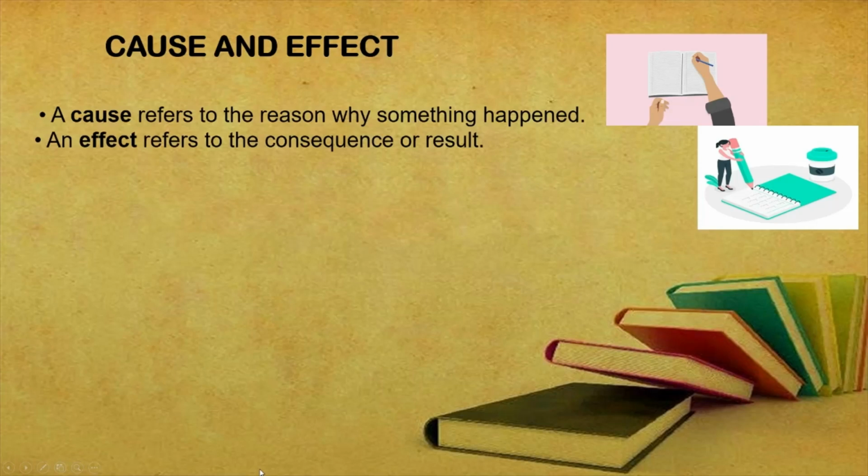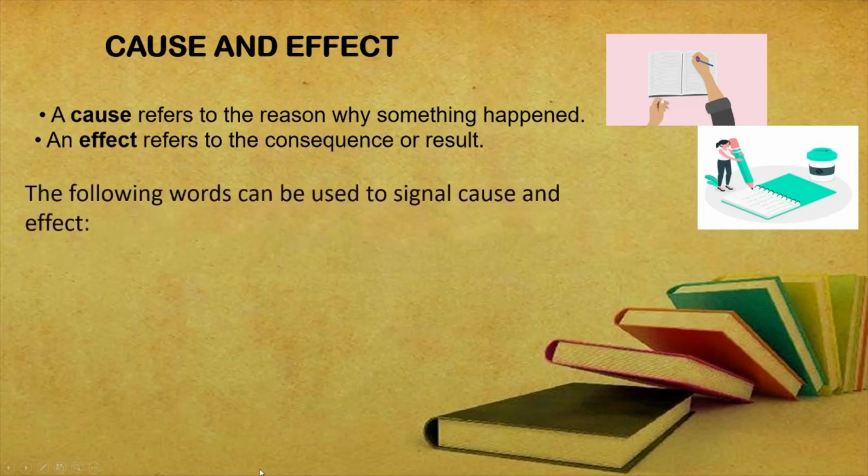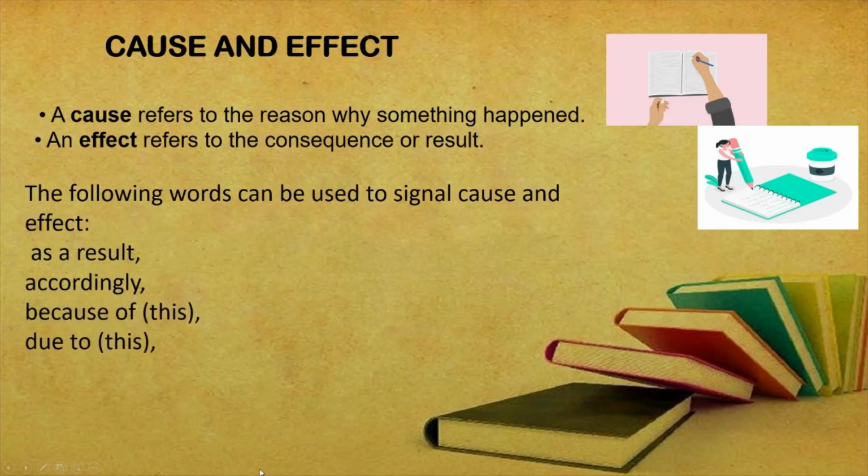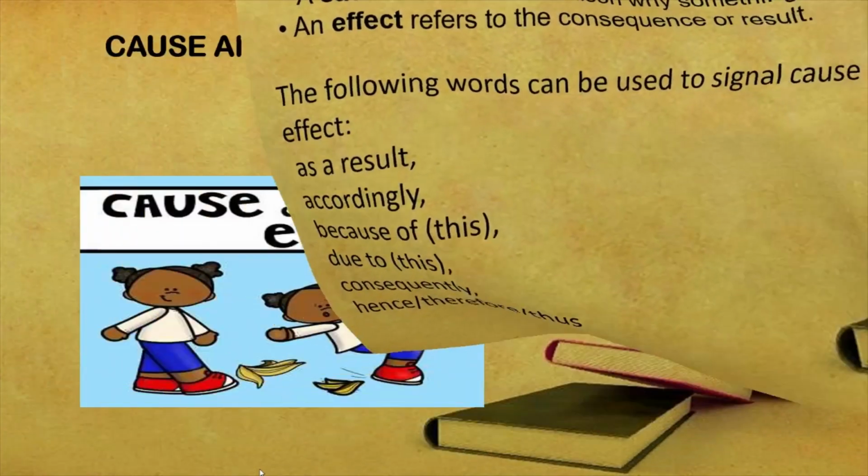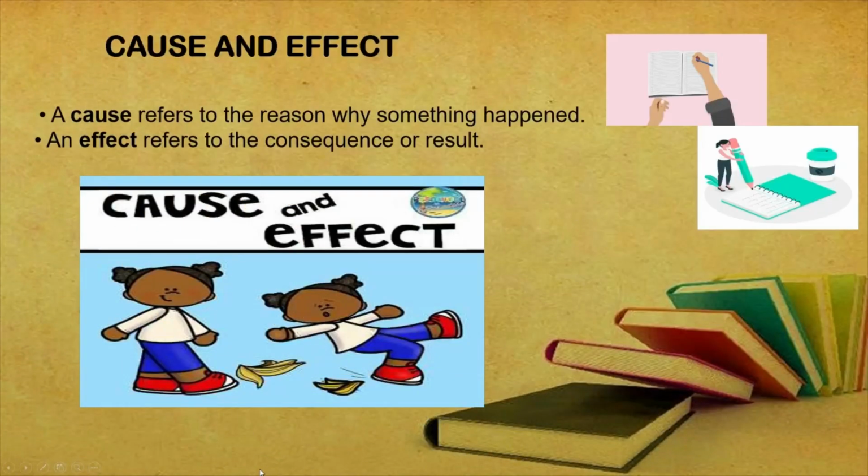Together, they can be used as a pattern of development in writing. With the cause and effect pattern, the writer can explain how an event or action leads to another. So class, the following words can be used to signal cause and effect. As a result, accordingly, because of this, due to this, consequently, hence, therefore, thus.